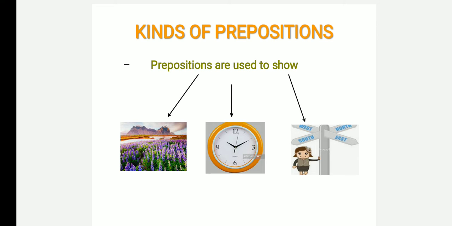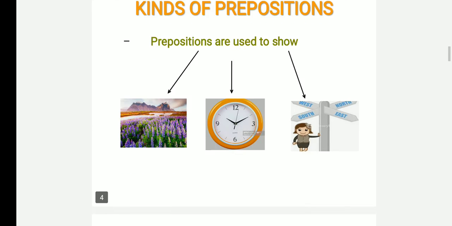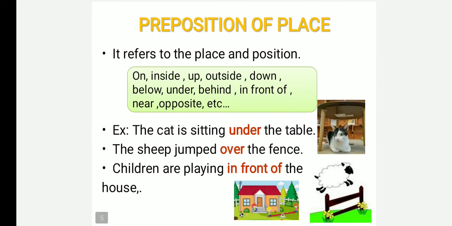But there are also three kinds of preposition: simple preposition, compound preposition and phrasal preposition. First we are going to learn about prepositions of place: in, on, upon, inside, up, outside, down, below, under. These are a few examples I have given of the preposition of place in that box. Before we see the examples, let us see the picture.